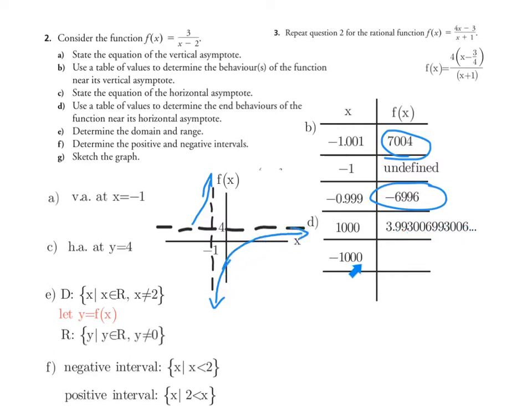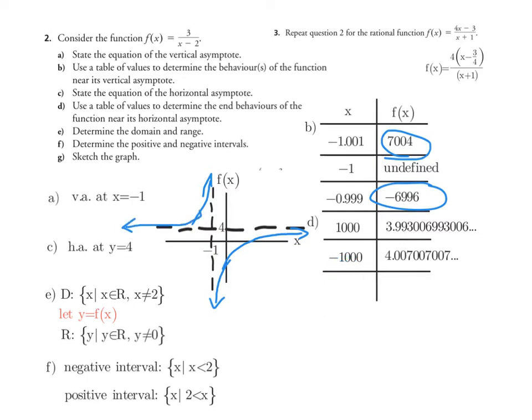Let's check out negative 1,000, and when I plug that in, I get a value of 4.007007007, and that repeats. And as you can see, it's just a little bit above your horizontal asymptote, so it comes in from the top when you plug in a negative number.